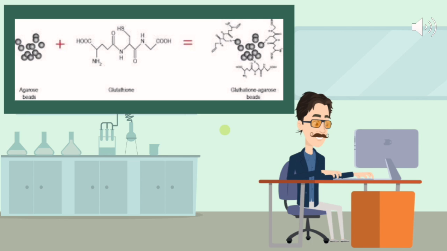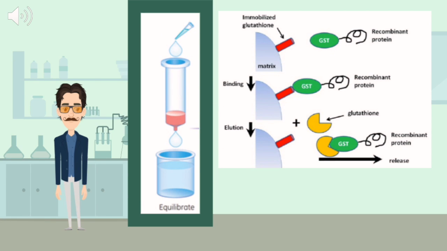In protein purification, fusion proteins are usually used to detect the protein of interest. A fusion protein consists of the protein of interest and a tag like glutathione S-transferase, short for GST. GST-tagged proteins are usually purified using affinity chromatography where the ligand is glutathione.